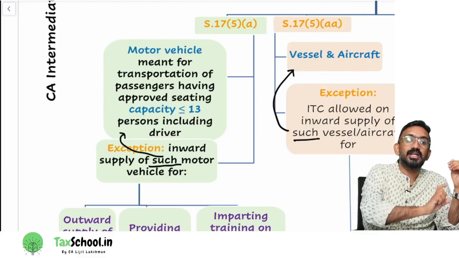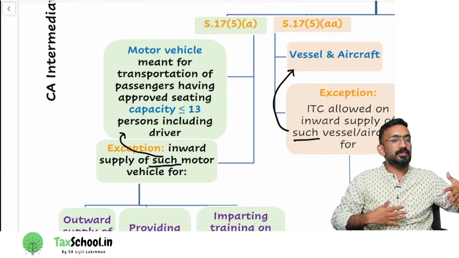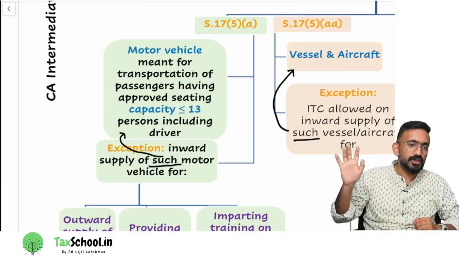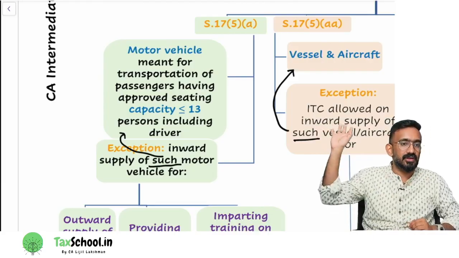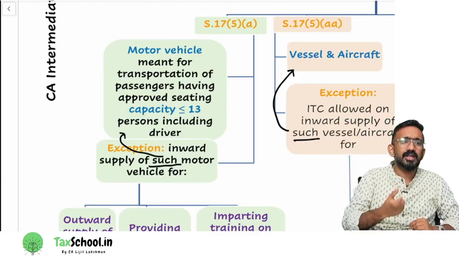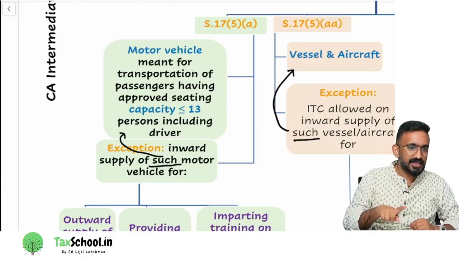passenger transport vehicle, which is a blocked credit, because then everybody would start booking this motor vehicle in someone's books of accounts and then take credit. So to avoid the misuse, the government has disallowed credit on motor vehicles. But it's very specific, no? What if they purchase a truck? Can they take the credit? Yes, they can take the credit.